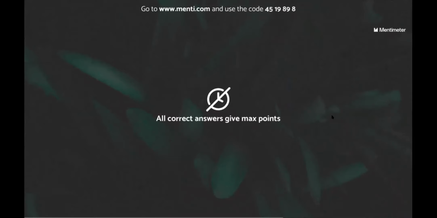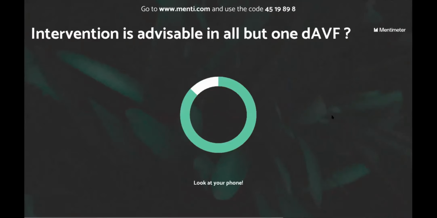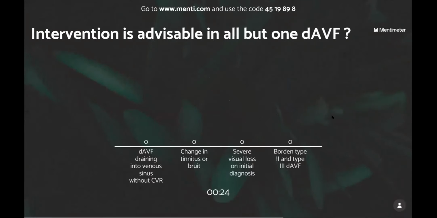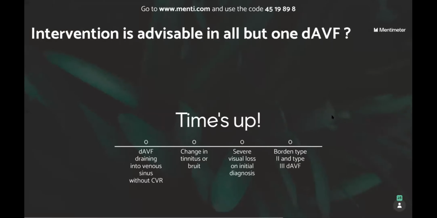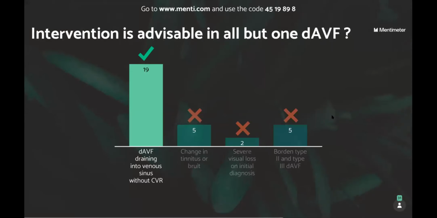Now to the last post-test. Intervention is advisable in all but one dural AV fistula. In other words, in which of these cases can you actually observe the patient? If the dural AV fistula is draining into the venous sinuses without corticovenous regurgitation; if there's a change in tinnitus or bruit; severe visual loss on initial diagnosis; or if it happens to be a Borden type 2 or type 3 dural AV fistula. Again, this time the majority have voted for the right answer.